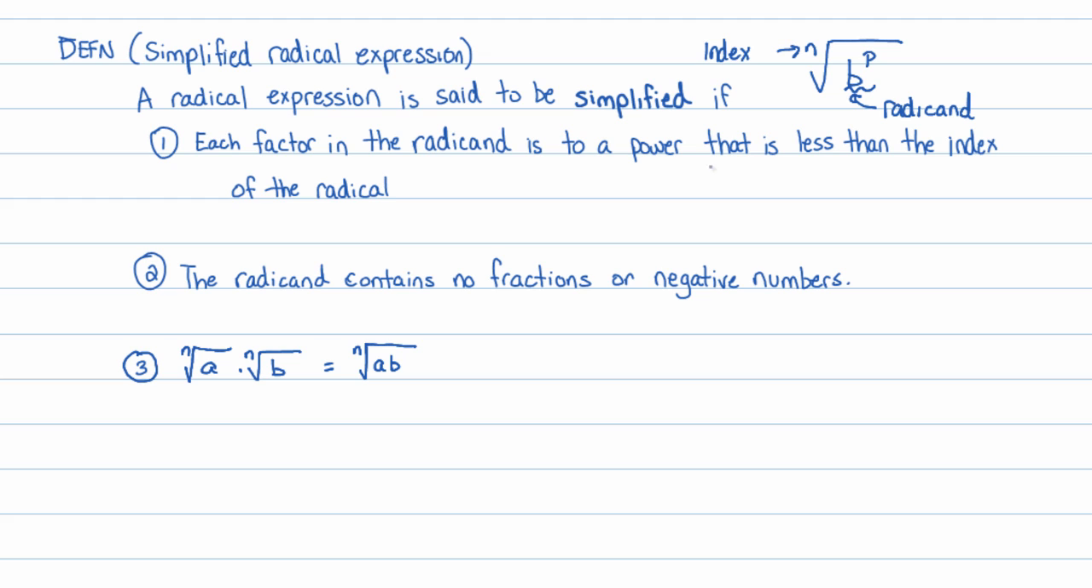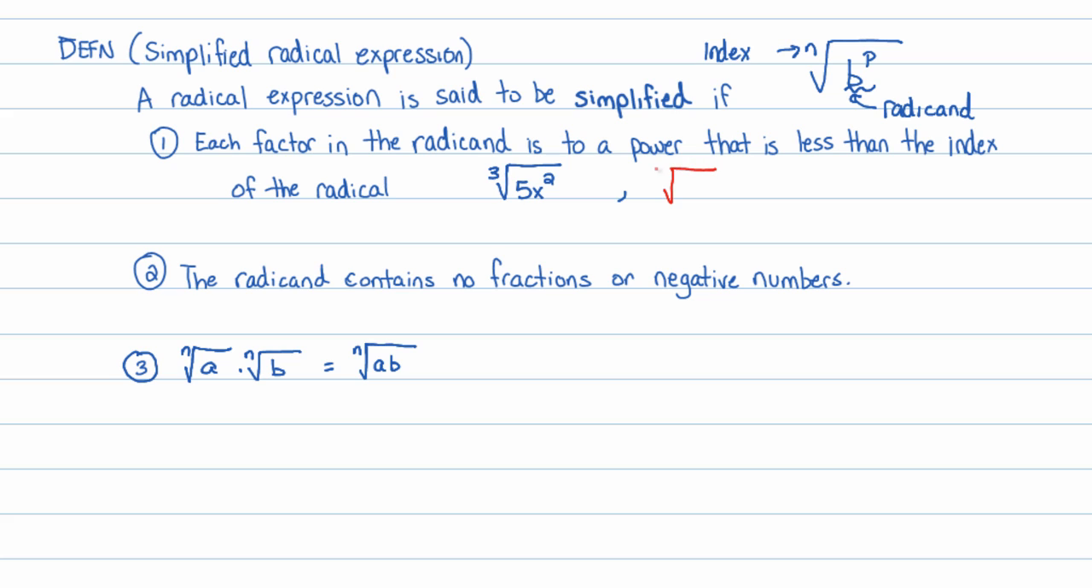In other words, we take something like, let's say we're looking at the third root of 5 times x to the second. That's perfect because the power on x, which is 2, is less than the index. We'd have an issue if we had something like the following.